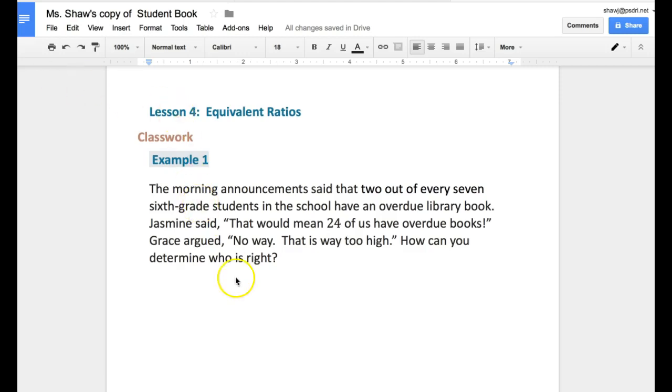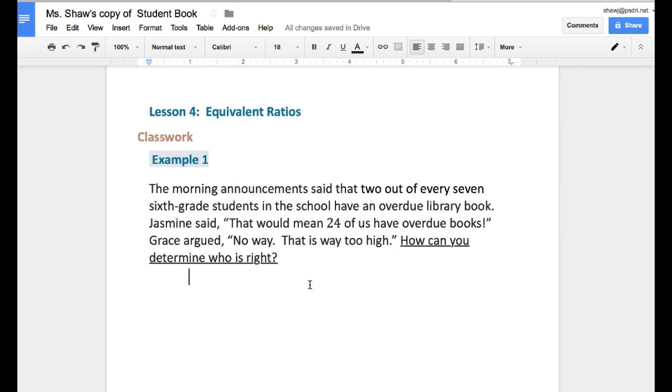Well, the first thing we probably should do is think about what the problem is about. So take a minute. What exactly is happening here in this problem? Okay, now what do we need to find out? What's the problem asking us to find? Well, how can you determine who is right? Is what the problem is asking us to find. We need to figure out if Jasmine is right or if Grace is right.